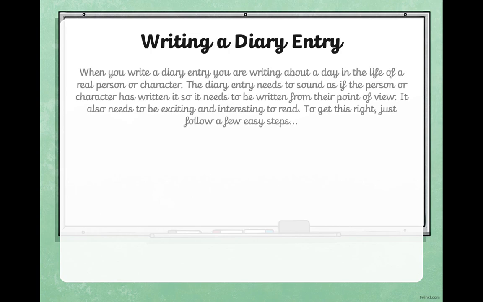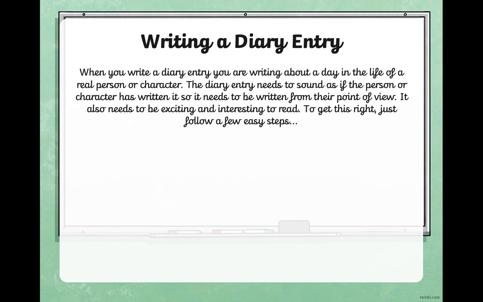Writing a diary entry. When you write a diary entry, you are writing about a day in the life of a real person or character. The diary entry needs to sound as if the person or character has written it, so it needs to be written from their point of view. It also needs to be exciting and interesting to read. To get this right, follow a few easy steps.